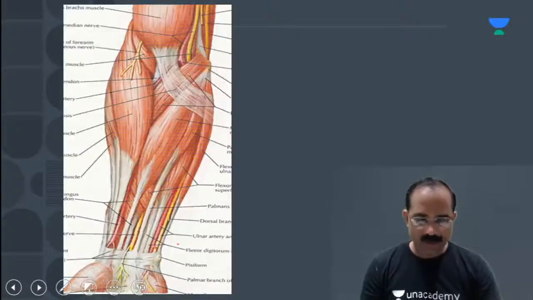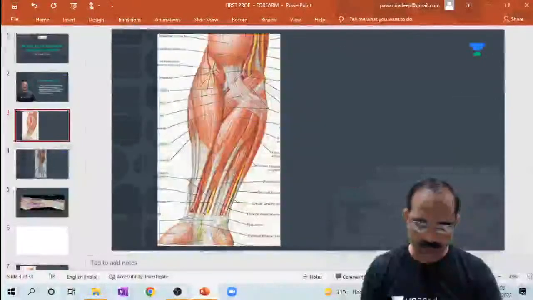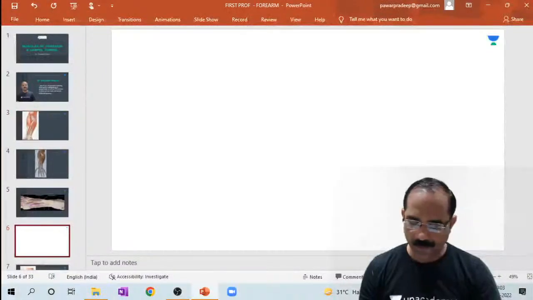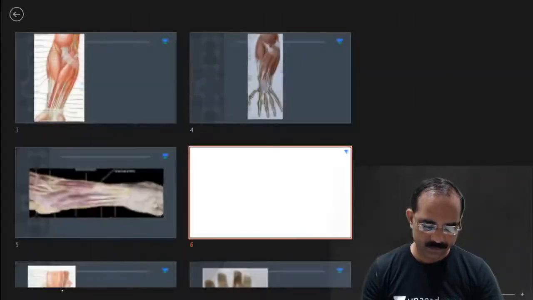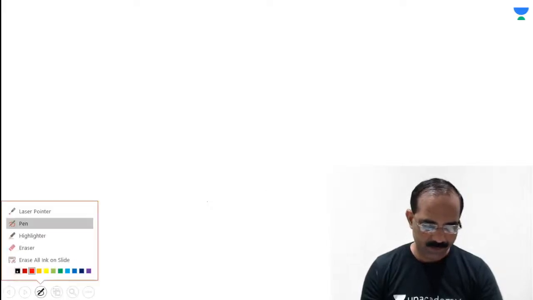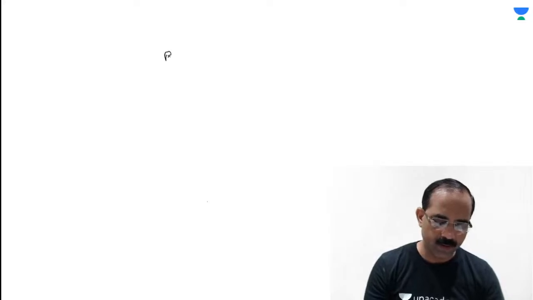Okay, so I'll just write these muscles for you. Have a look and understand this. So we'll start with the muscle. The first muscle is pronator teres.